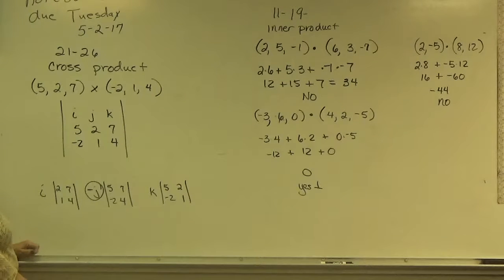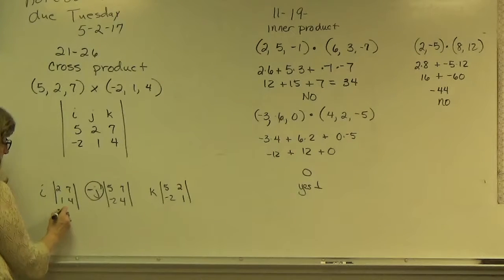Now, you're going to evaluate the 2 by 2s. To evaluate a 2 by 2, remember it's diagonal down, subtract the diagonal up. So that's going to be 8 minus 7, so that's 1 times I, so it'll be 1I.